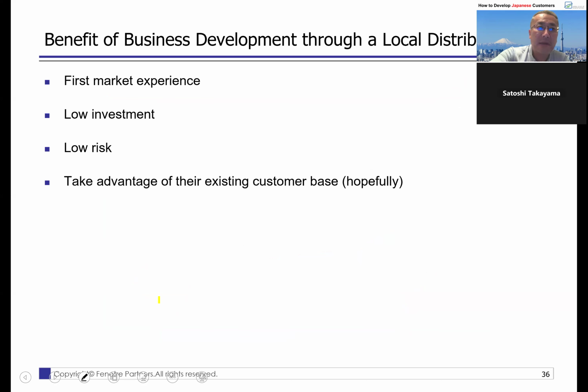So again, having a distributor could be a good first step to have first market experience, with low investment and low risk, and hopefully you can take advantage of their customer base. Usually, a distributor starts contacting their existing customers when they start working with you. And if they get some positive answer from their existing customers, they will keep trying to sell your products. But if the response is not good, simply, they will forget about your products. So that is a typical unfortunate outcome, which may happen to you.